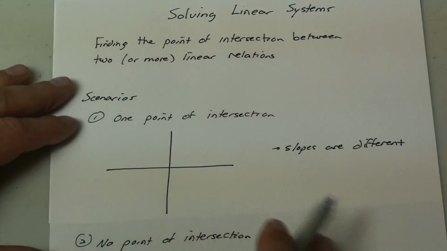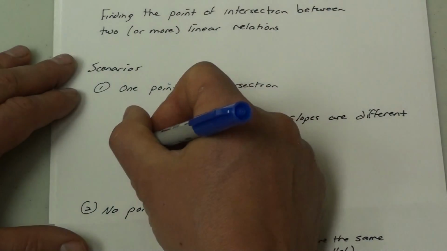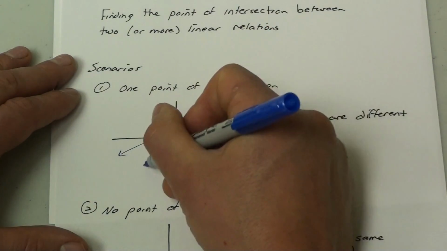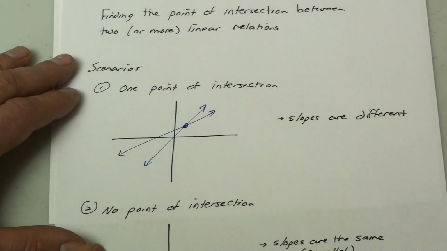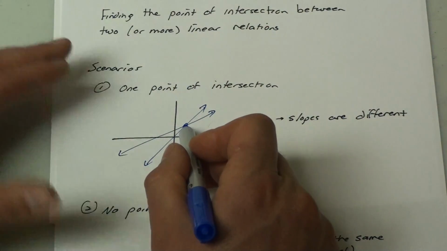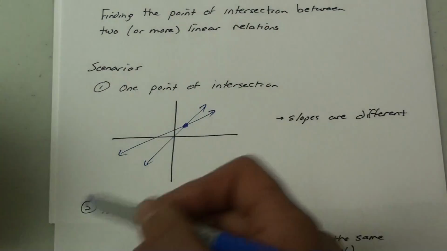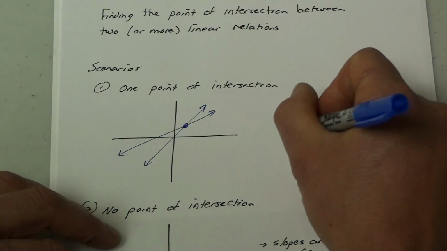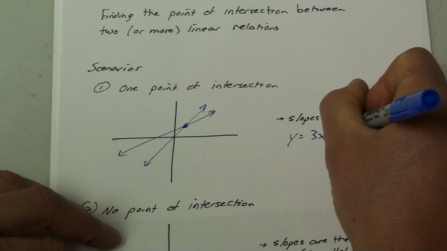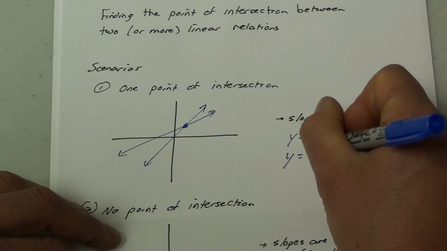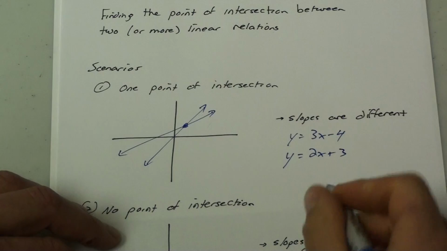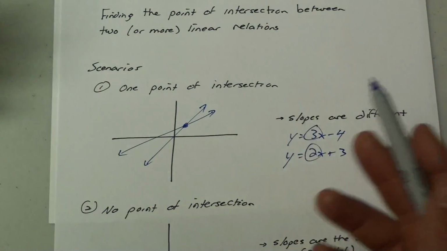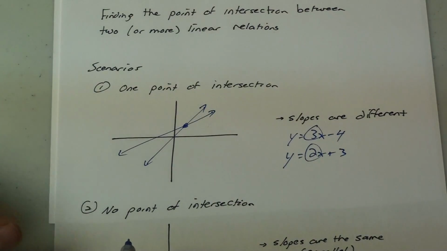Scenario one, you have one point of intersection. That's where you have one straight line, and you have another straight line, and they're going to meet at a specific spot. Now that specific spot is your point of intersection. You know you're going to have one point of intersection if your slopes are different. If you have two lines, let's say y equals 3x minus 4 and y equals 2x plus 3, my slopes, my m values, are different, which means I know I'm going to have a point of intersection.